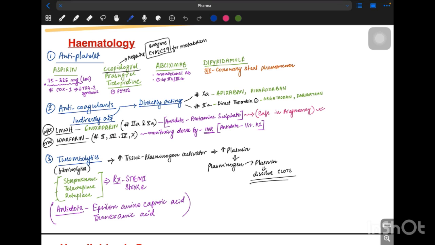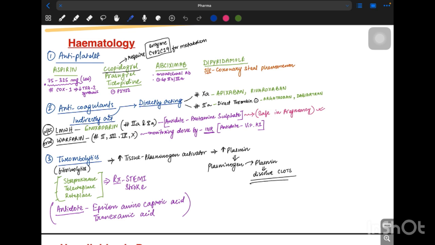And the other 2A blockers are direct thrombin blockers. The 2A is also known as thrombin. So these are direct thrombin blockers. Which are the drugs? Dabigatran or argatroban. Dabigatran is important. You can remember dabigatran and apixaban, rivaroxaban.